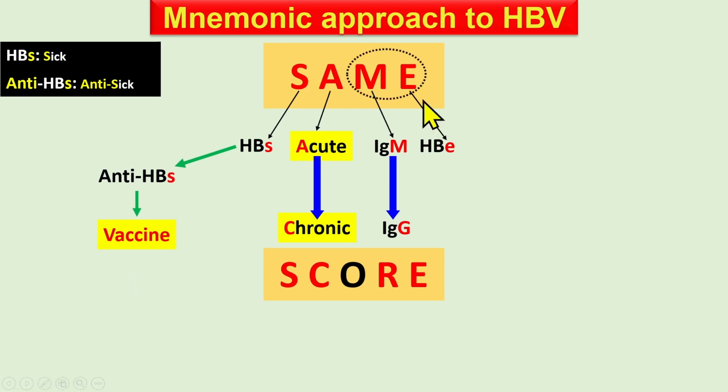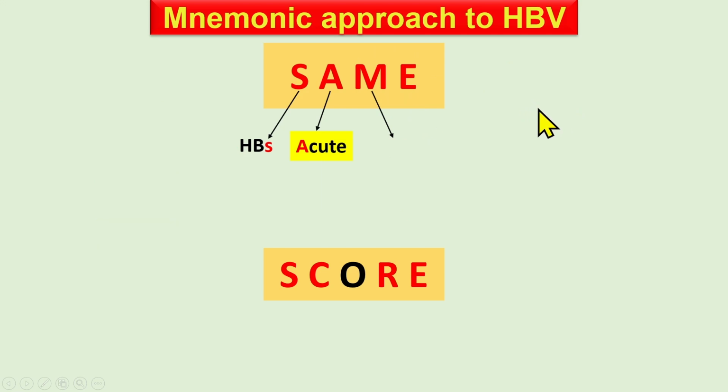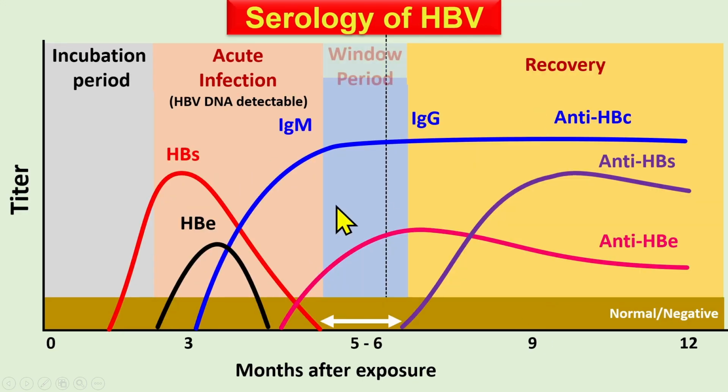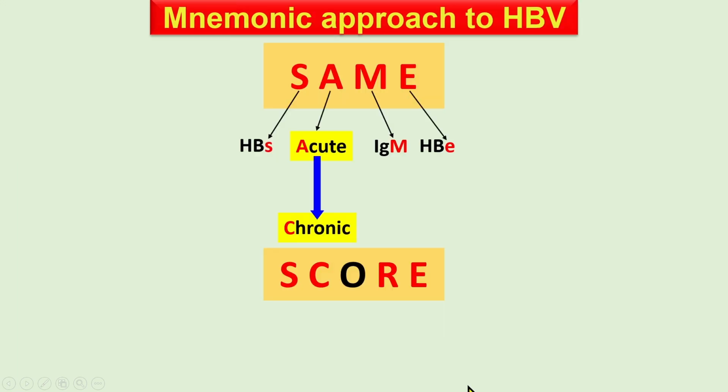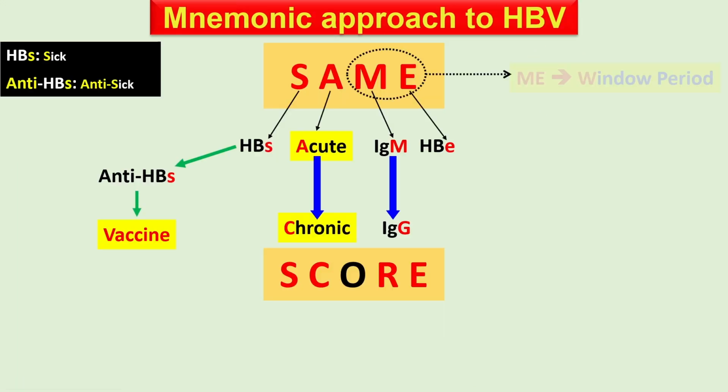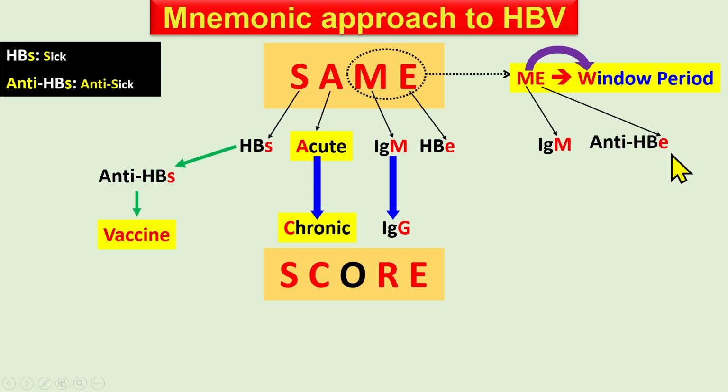And the same ME, which shows the window period, which I have already described to you. So this was the window period where the HBsAg level was low. Only IgM and HBeAg are positive, for the ME. That is the mnemonic here. So ME means M. If you rotate the M, it becomes W, meaning window period. ME shows them. So in the window period, what will you see? You will see IgM is positive and anti-HBe is positive.